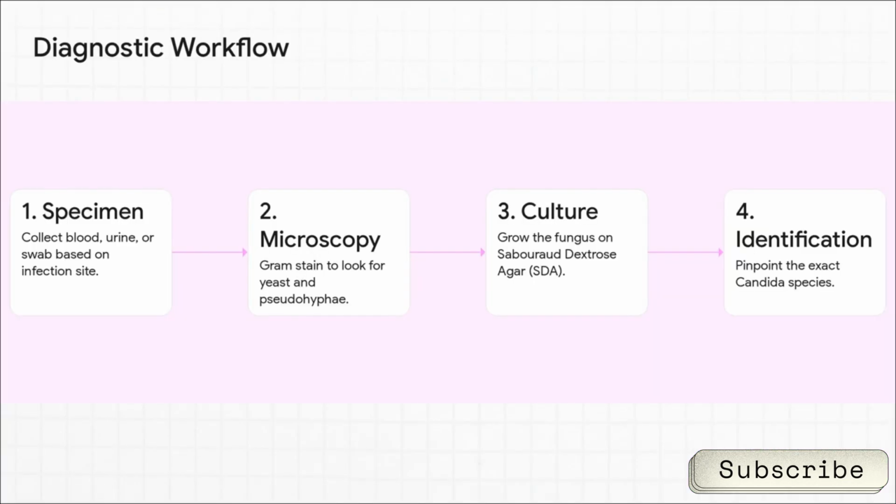The process is really logical. You start by collecting the right sample, a swab for thrush, a blood sample if you suspect septicemia. Then you take a quick look under the microscope for immediate clues. After that, you culture it on a special agar to grow the fungus. And finally, once it's grown, you do tests to figure out exactly which species of Candida you're dealing with.